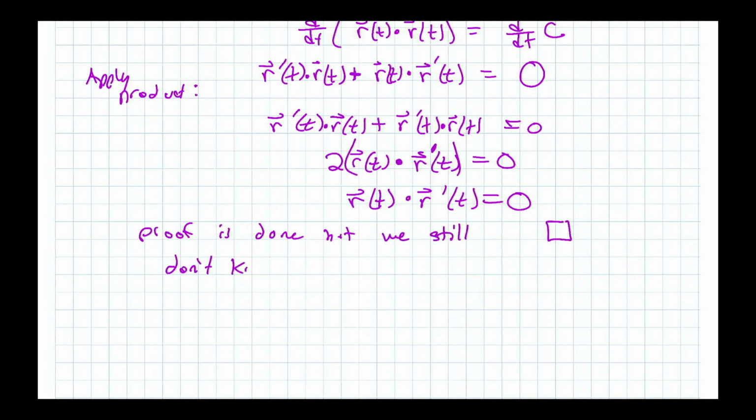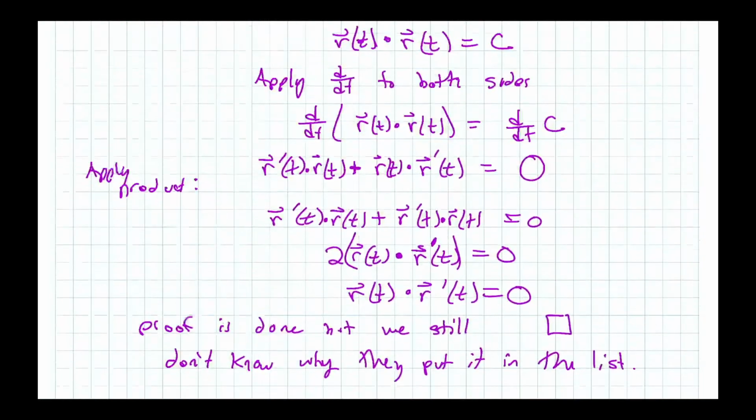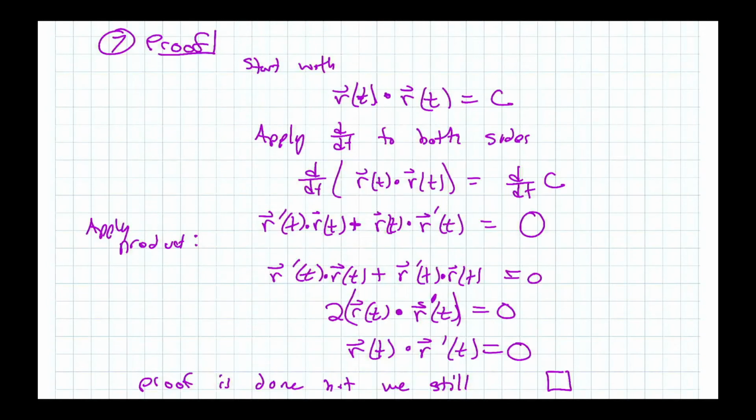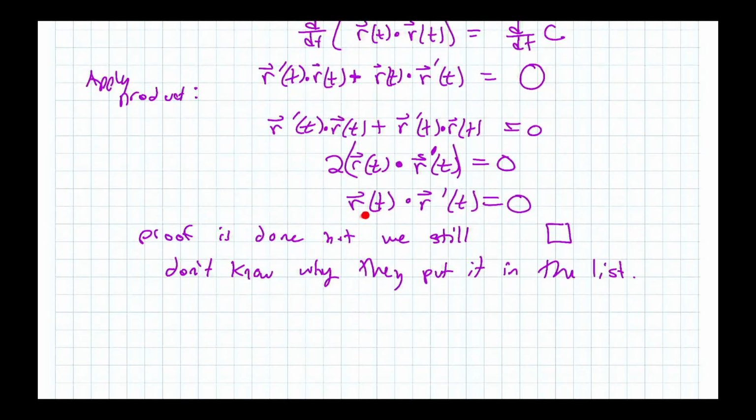Still don't know why they bother listing it. So maybe we will learn in the future. But for now, we don't know. But we can prove it. So we did. So if r dot r is a constant, then r dot r prime is 0.